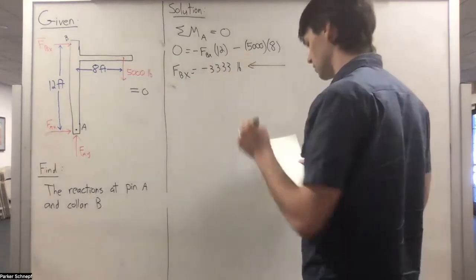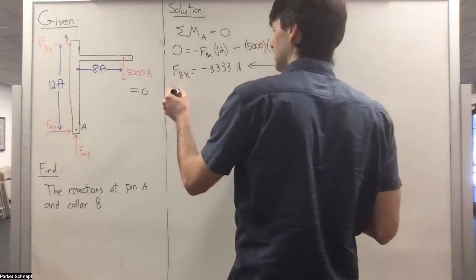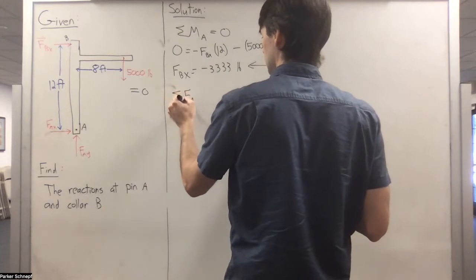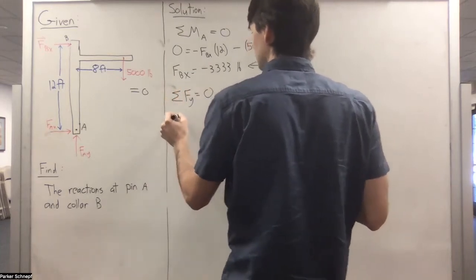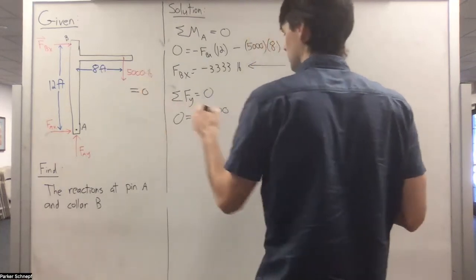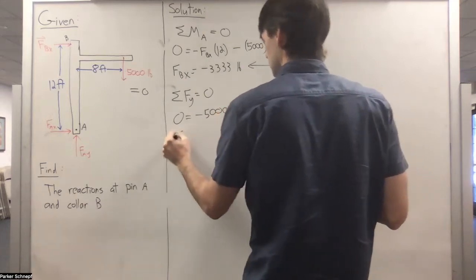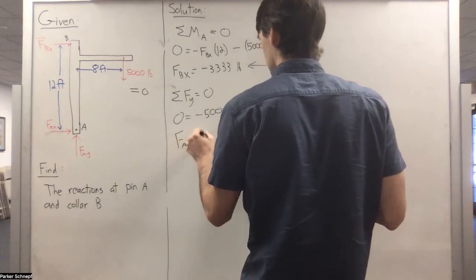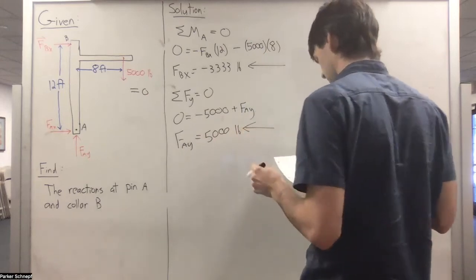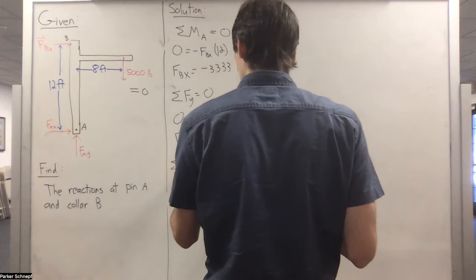Okay, so that's one unknown down. So now we can do one of anything. We still have sum of forces in x and sum of forces in y. I'm going to do sum of forces in y. I think that'll be pretty easy. Sum of forces in y must be 0. So what are my y forces? I have a minus 5,000 from the crate, and then I have a plus F_ay. So F_ay must be 5,000. And that's easy.